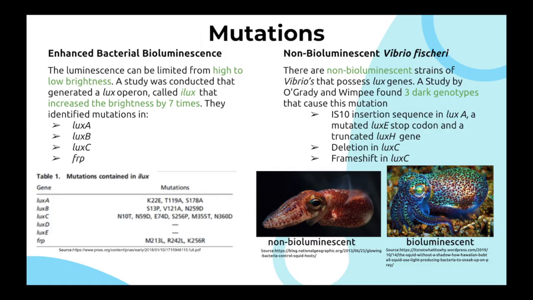The first mutation I came across was one that enhances bacterial bioluminescence. The luminescence emitted from an organism can fluctuate from high to low brightness. In this study, they generated a new lux operon called iLux that increased the brightness by 7 times. They were able to identify multiple mutations in LuxA, LuxB, LuxC, and FRP. In the table below, you can see the various types of mutations they found that were capable of increasing the brightness. They found no mutations in LuxD or LuxE that enhanced luminescence.